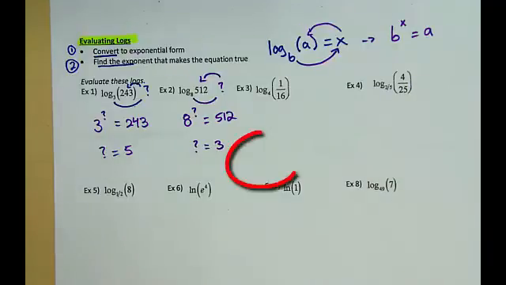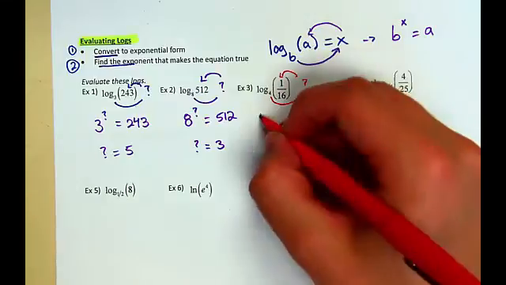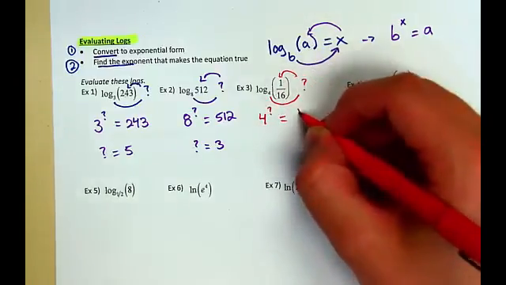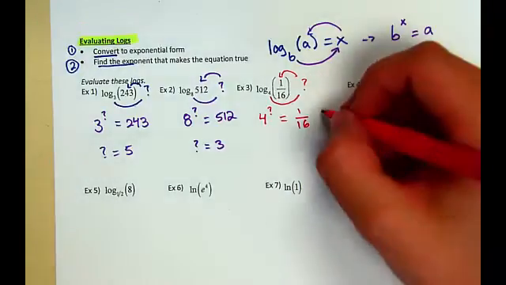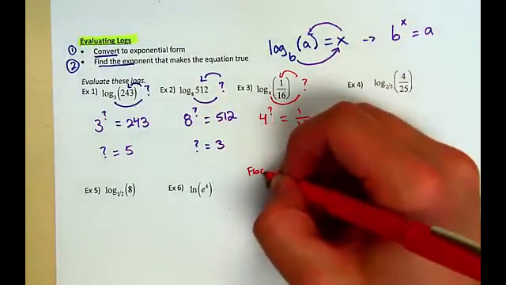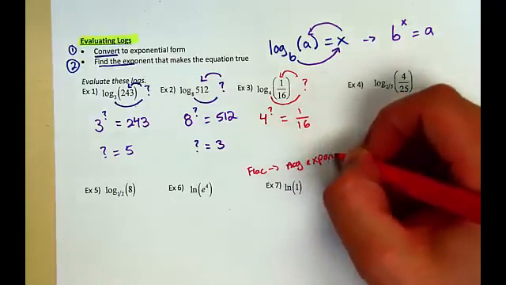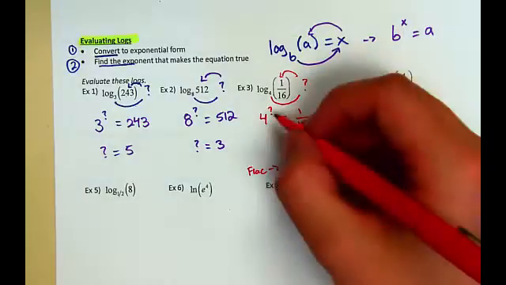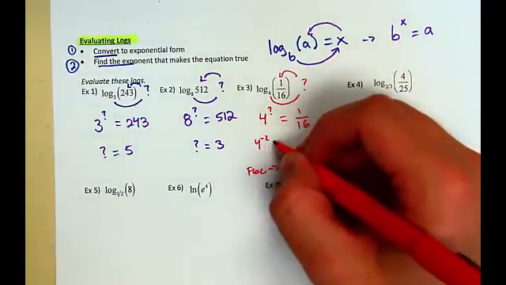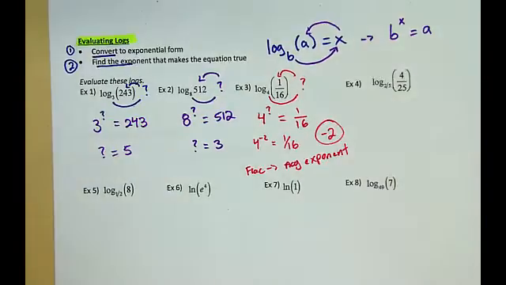Alright, so continuing on, 4 to what power gives us 1/16? 4 to what power equals 1 over 16? Well, the fraction tells me I probably need a negative exponent. So remember, fraction, negative exponent. Well, I know 4 squared is 16, so then I probably need 4 to the negative 2nd equals 1 over 16. Well, that's 1 over 4 squared, so yes. So negative 2 is my answer.